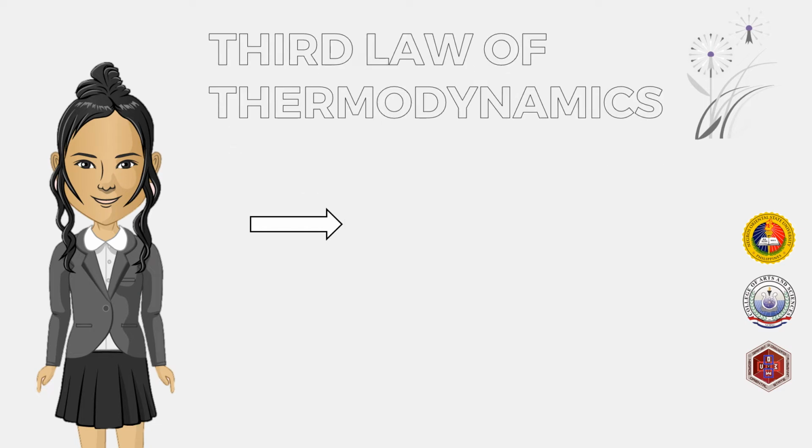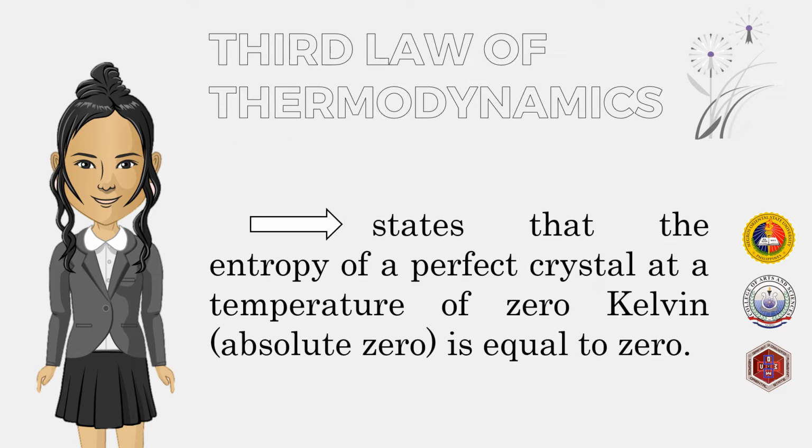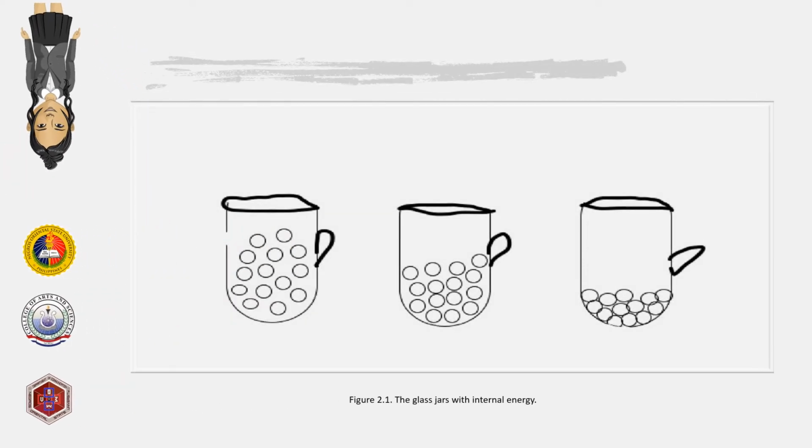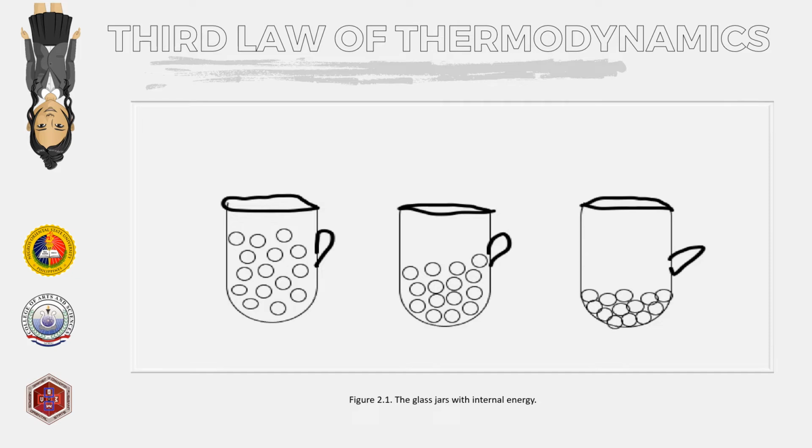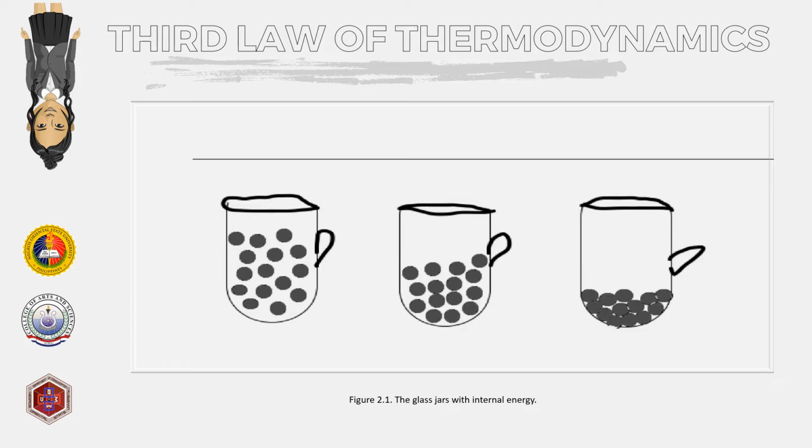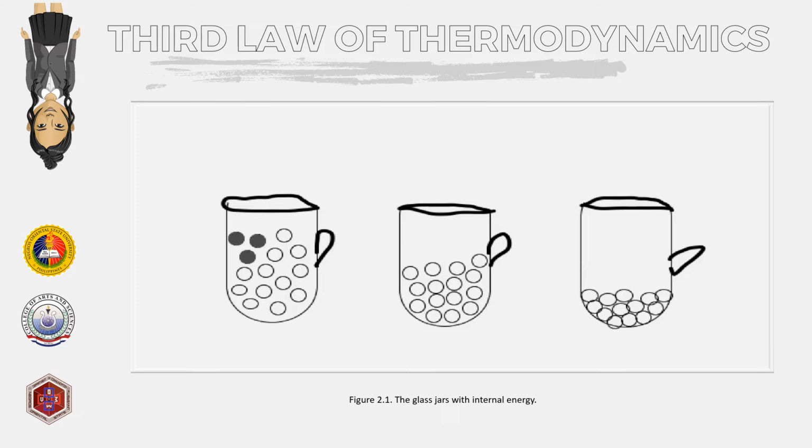Last but not the least, we have the third law of thermodynamics, which states that the entropy of a perfect crystal at a temperature of 0 Kelvin, or absolute zero, is equal to zero. So for an example, let's visualize these three mugs with the same temperature of heat. As the temperature declines, kinetic energy will also decrease. Therefore, the entropy of the system approaches a constant value as the temperature approaches absolute zero.